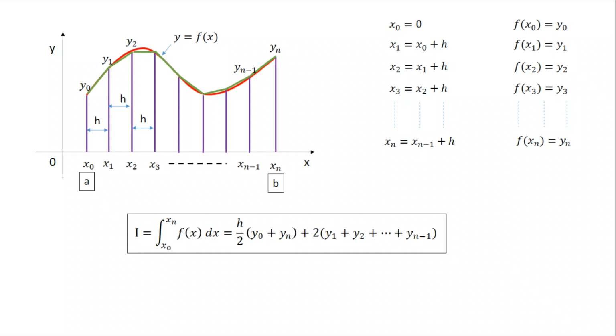So how to calculate the total area under the curve? Taking the integration of all these strips and taking the limits x0 and xn. So the total area under the curve here, integration x0 to xn f of x dx is equals to h by 2 into y0 plus yn, that is the initial point on the curve y0 and end point yn, plus 2 into the remaining points on the curve, that is y1 plus y2 plus y3 up to yn minus 1. So this is the area under the curve.